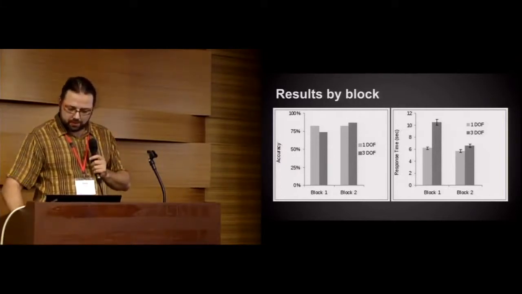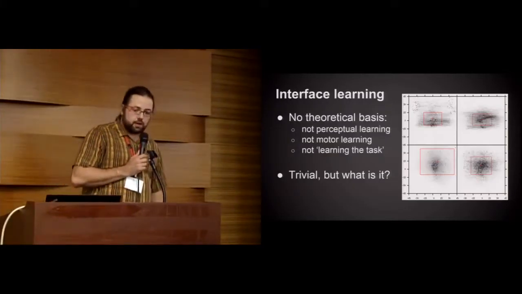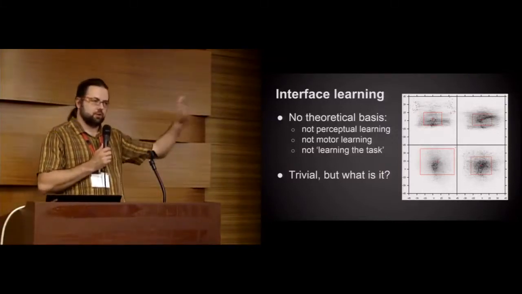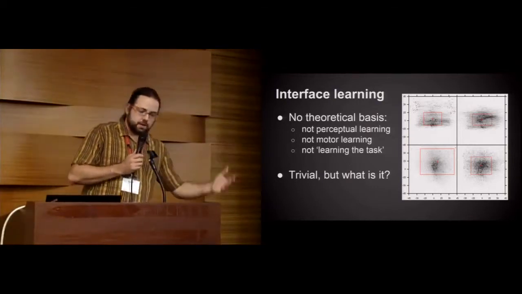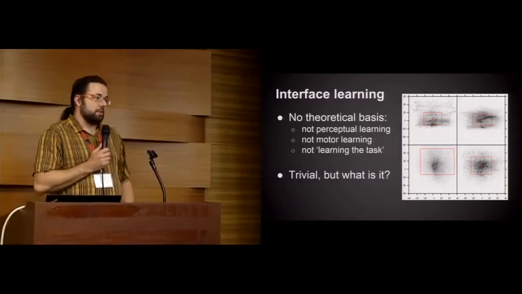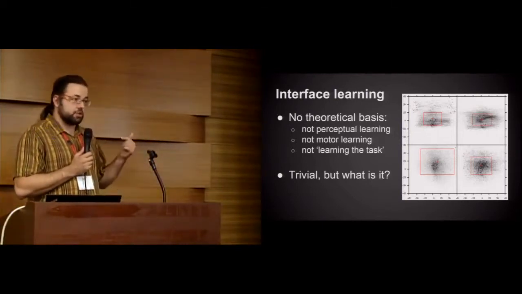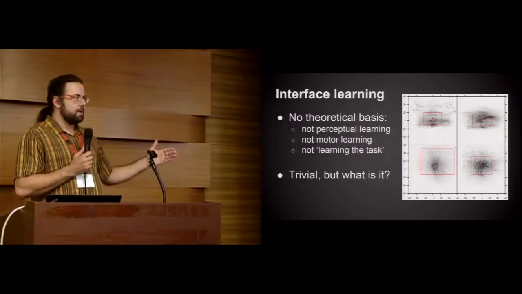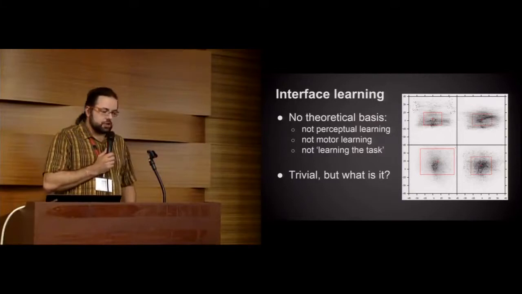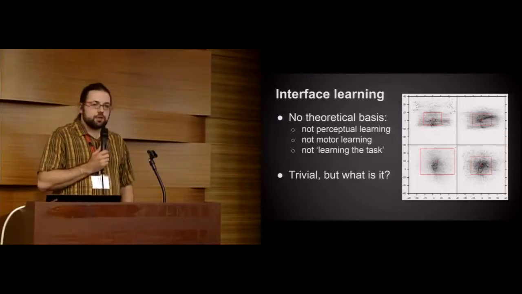The weird bit was when I started to write it up, I realized there's no theoretical basis for this kind of learning. It's not perceptual learning. Perceptual learning is just seeing the stimulus over and over again and becoming better at seeing it. No active, no interactive component there. It's not motor learning. Motor learning is becoming faster with your hands, just muscle memory. It's not learning the task. Learning the task was addressed. We did a good learning curve before the experiment. I don't know, maybe I didn't do my literature research right, but I couldn't find a good theoretical basis in psychology and cognitive sciences for this kind of interface learning.